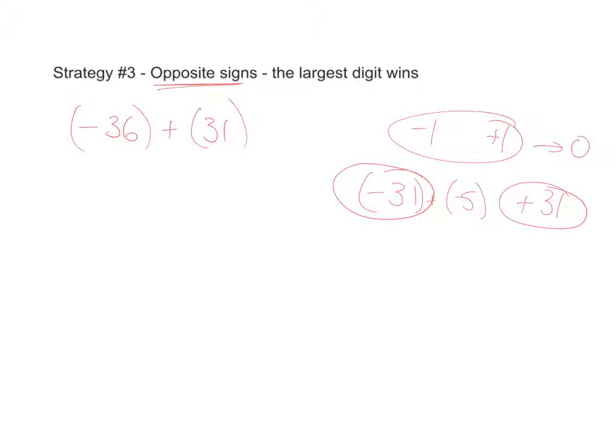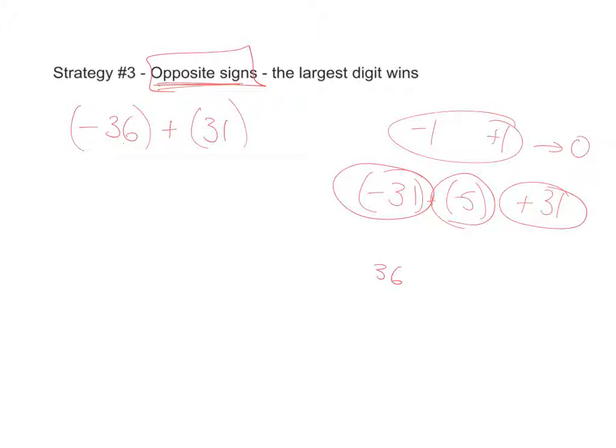So that's the stuff we did last class. And what are you left with? Negative 5. But I'm going to show you kind of a shortcut. When you have two opposite signs, what you do is subtract the smaller digit from the bigger digit. So for example, my two digits are 36 and 31. So this only works if you have opposite signs.